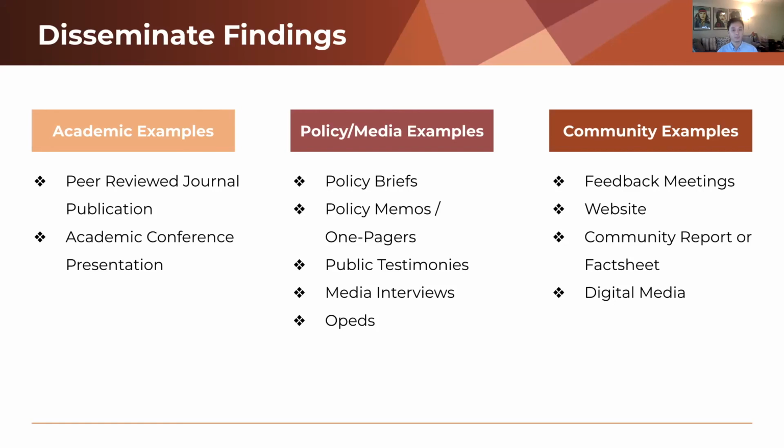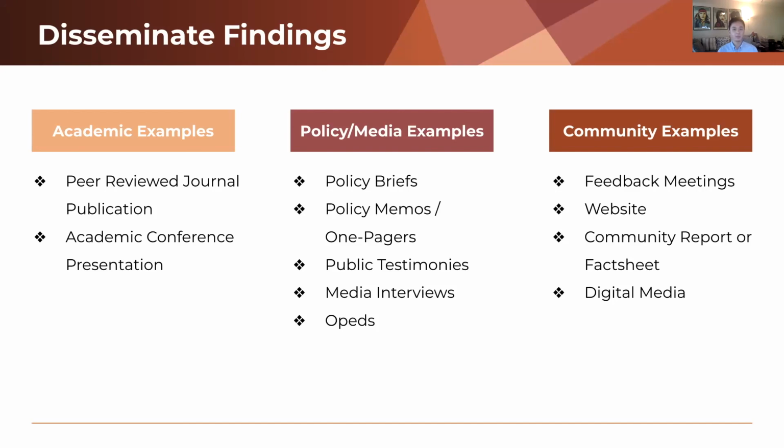And finally, community examples can include hosting feedback meetings with members, producing a website that is accessible and gives timely updates, creating community reports or fact sheets, or just sharing the results through digital media. For dissemination here, it's really important to recognize that the goal is to present key findings that directly impact members in an accessible manner. I listed multiple examples because some members might prefer in-person events, some might want to look online or on social media, and some might want to just have a quick fact sheet.